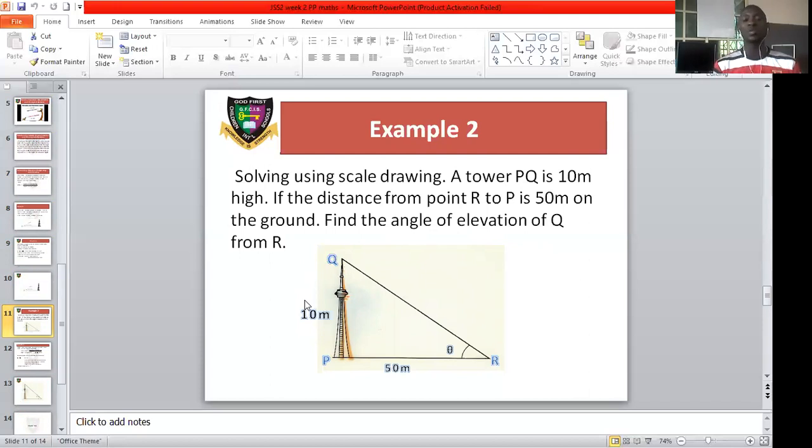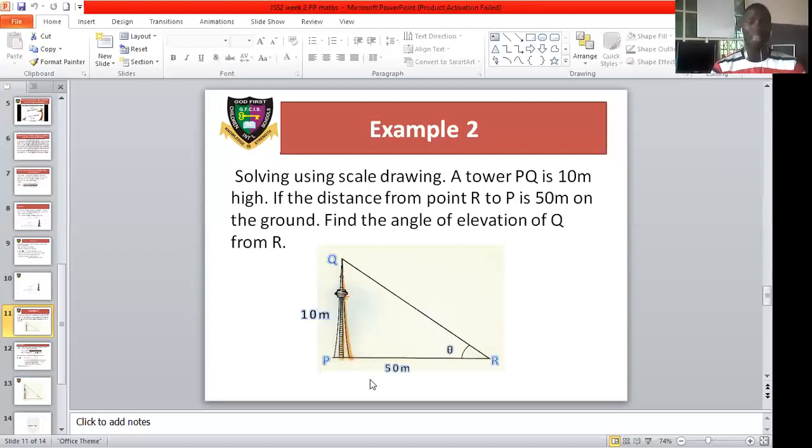In this case, a tower PQ is 10 meters high. The height of the tower is 10 meters, from the ground level P to the top of the tower Q. If the distance from point R to P is 50 meters, that is the distance from the point at which the angle of elevation is made from R to Q, a boy observes the top of the tower at an angle theta, which is not given. So the distance from the point where the object is observed to the foot of the tower is 50 meters on the ground level. Find the angle of elevation.